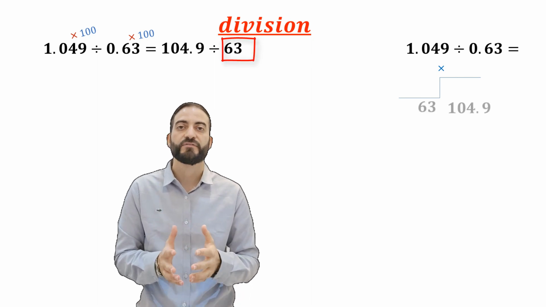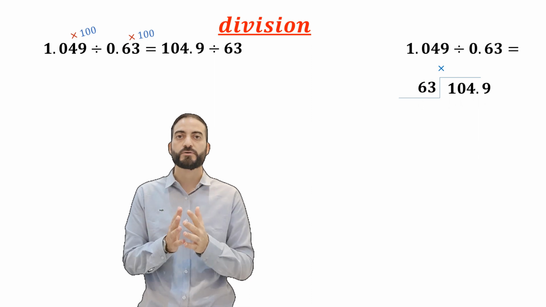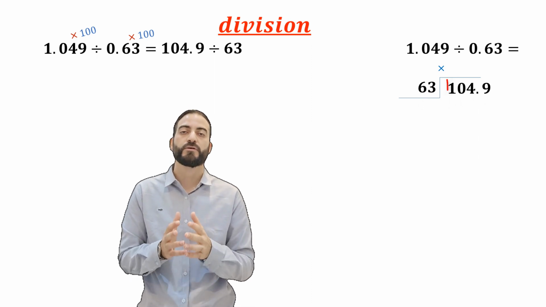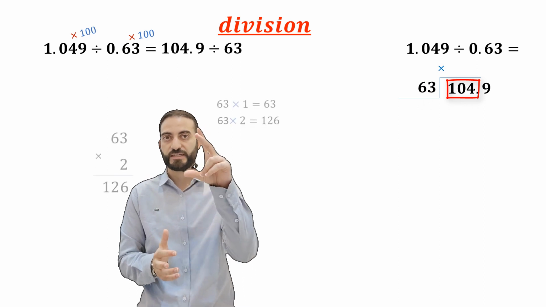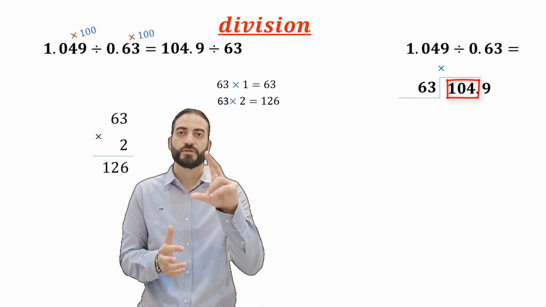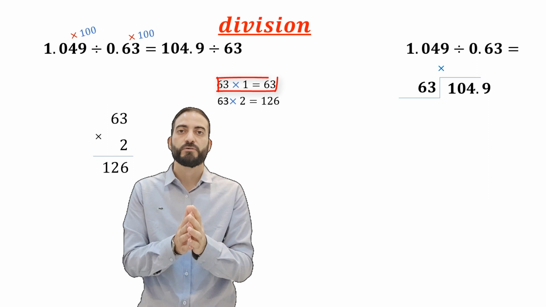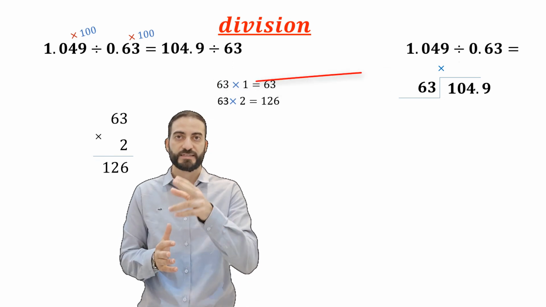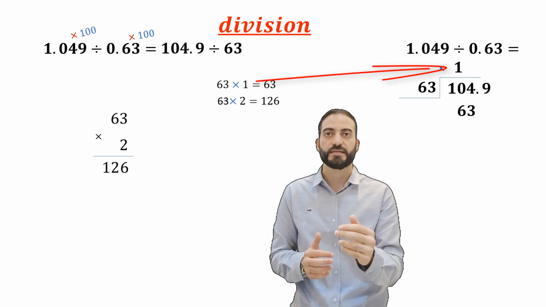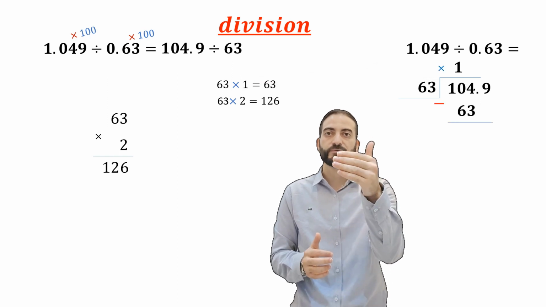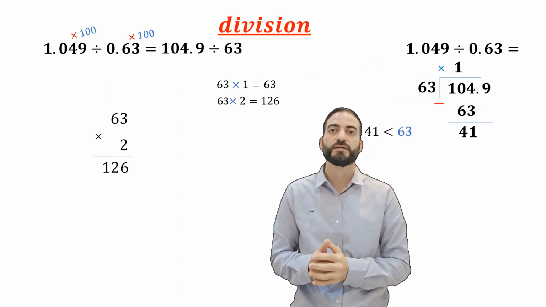Now we start the division process. We also see that we must take all 104. We find that 104 is between 63 and 126. So we always take the smaller one, 6. We write this here and immediately multiply it by 63 and write the answer here. Now we do a subtraction. 104 minus 63 equals 41.